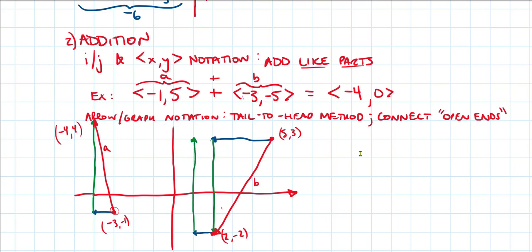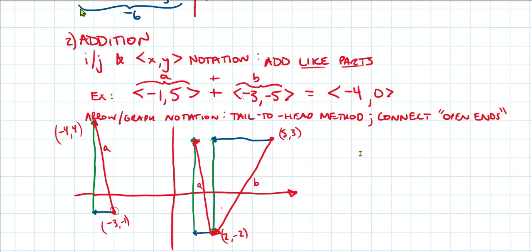So now vector A is here. And you can see that I now have the two vectors that I am adding, A and B, tail to head. I have the tail of vector A at the head of vector B. I'm going to write down A there. And now I am ready to add.